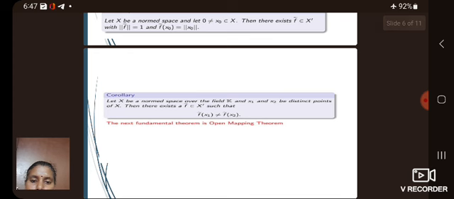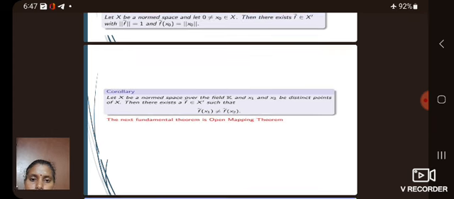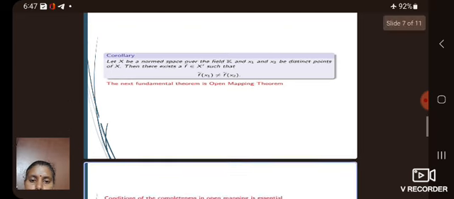Next we see the important corollary of the Hahn-Banach theorem. Let X be a normed linear space over the field K and x1 and x2 be distinct points on X. Then there exists f bar belonging to the dual of X such that f bar of x1 is not equal to f bar of x2.